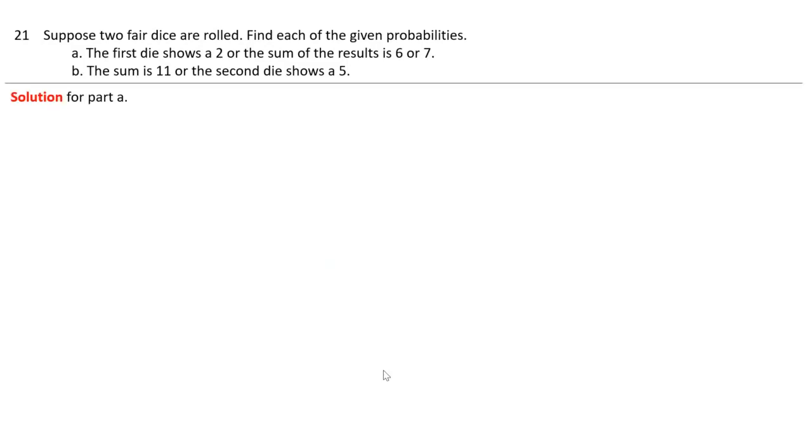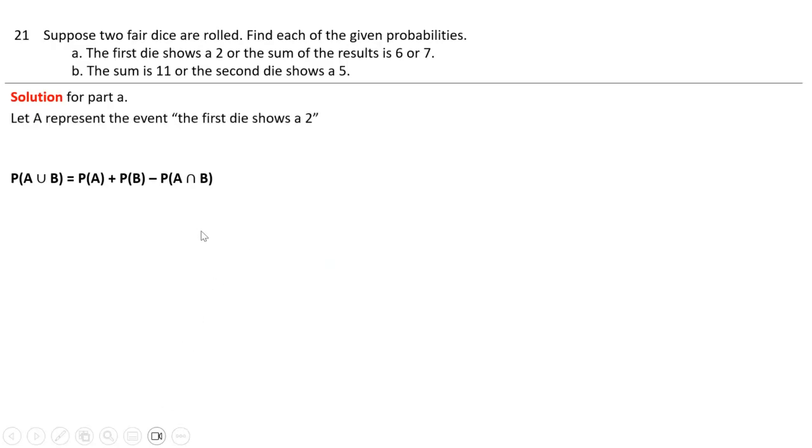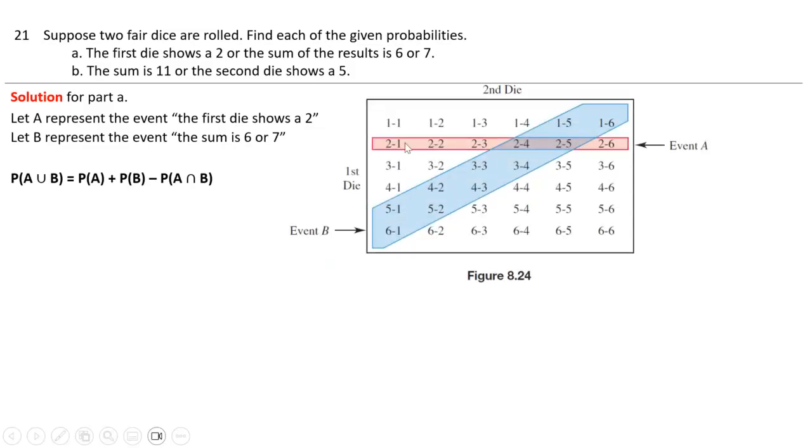Number 21. Suppose 2 fair dice are rolled. Find each of the given probabilities. So for part A, this is a formula that we're going to use. It says let A represent the event that the first die shows a 2, and let B represent that the sum is a 6 or a 7.